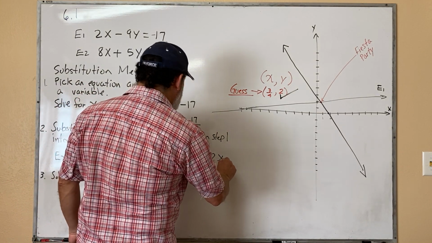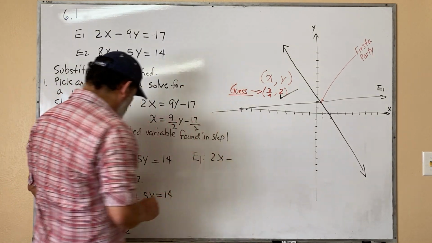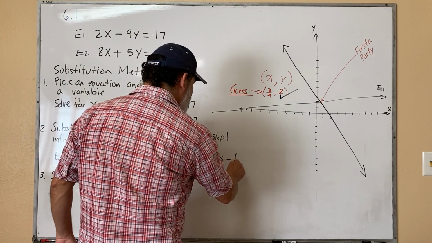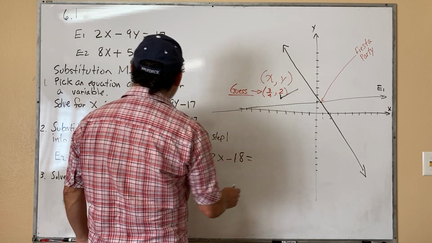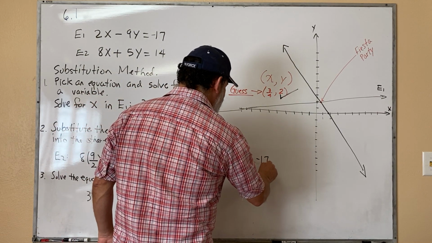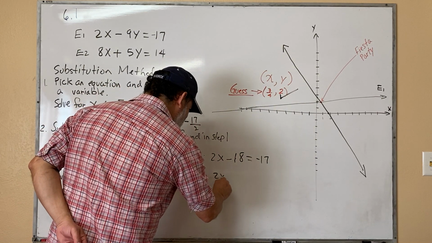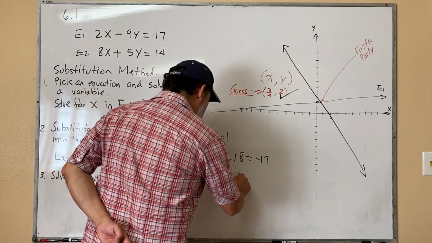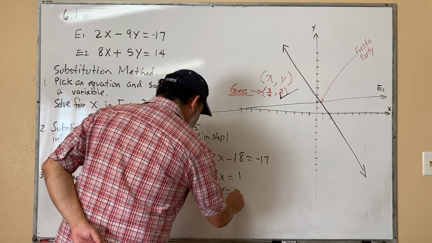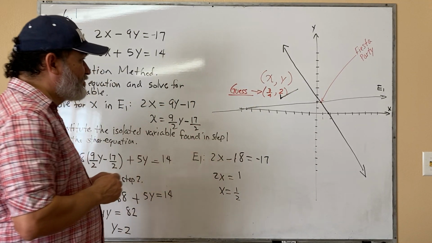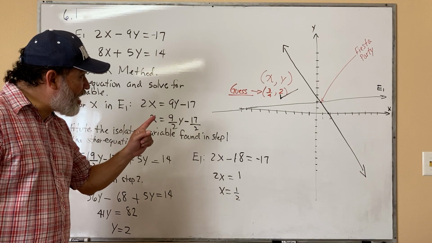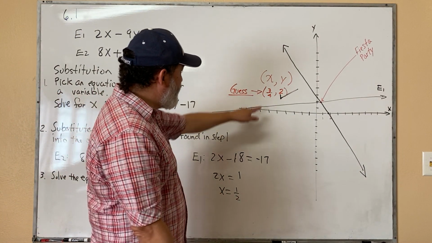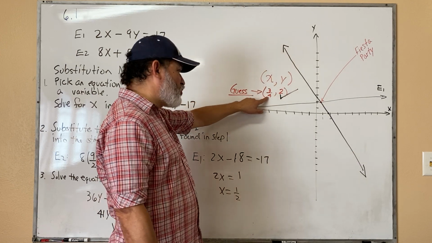Equation 1: 2x minus, what's 9 times 2? 18. Equals negative 17. So 2x, what's negative 17 plus 18? 1. So x equals 1/2. All right. We found the address to the party, guys. We were wrong. Our guess was wrong.